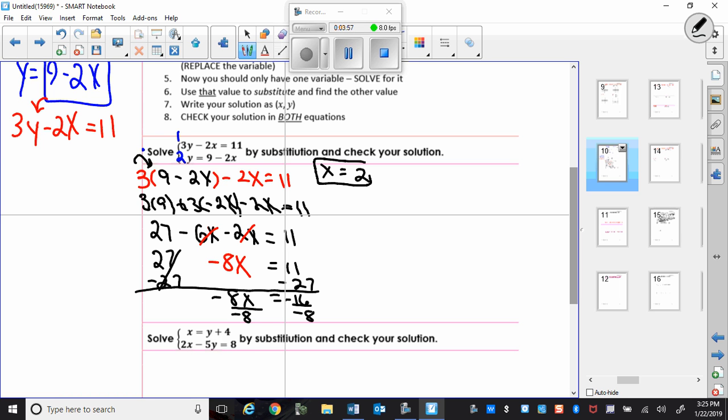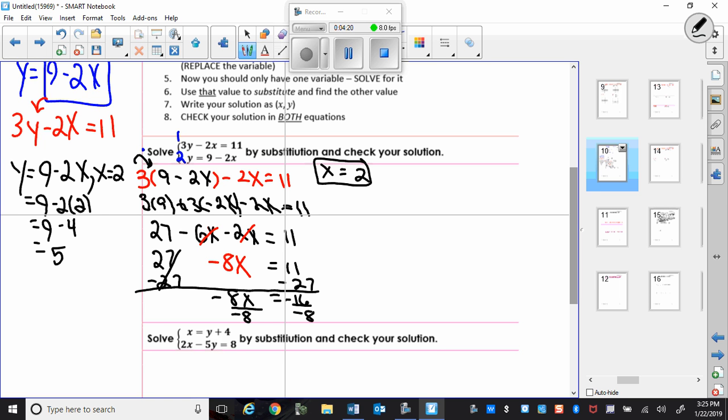So there's part of my answer. Now I need the other part. I need what y equals. Well, y equals 9 minus 2x. And I know that x equals 2. So I'm going to substitute: 9 minus 2 times 2 equals 9 minus 4, which equals 5.